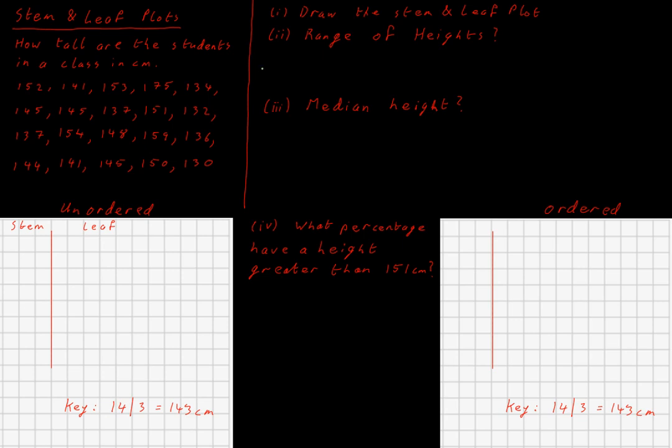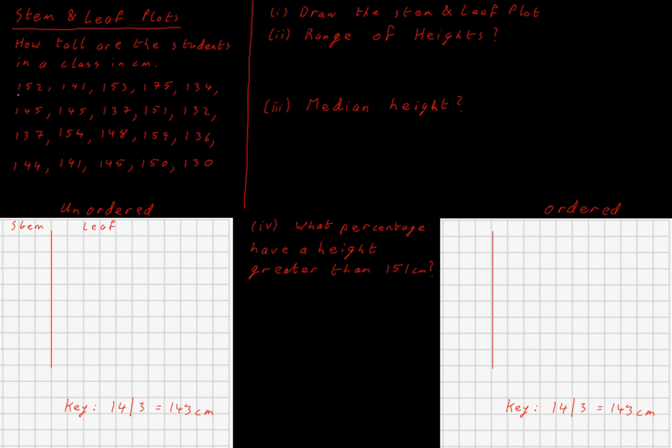Hello, today we are going to look at stem and leaf plots. So a stem and leaf plot is where we have a bunch of data and we're going to group it usually in tens. So here we have the heights of a class of students. We have a bunch of students and we have their heights measured in centimeters.